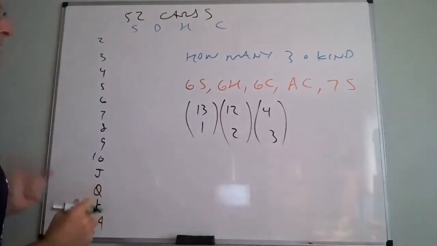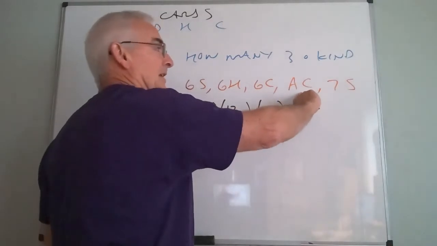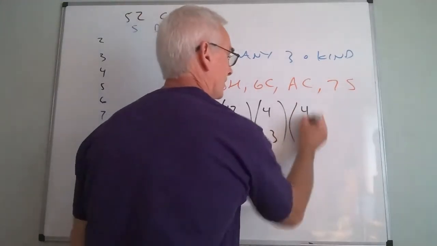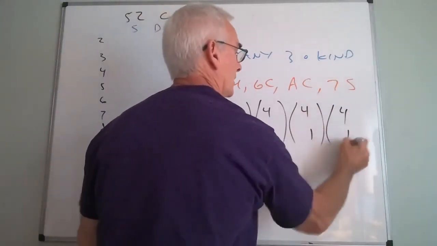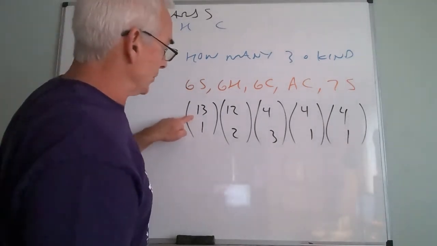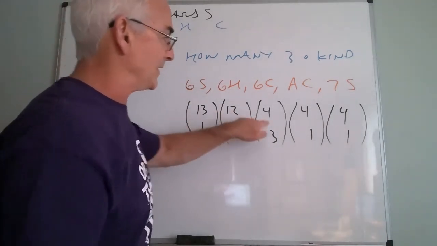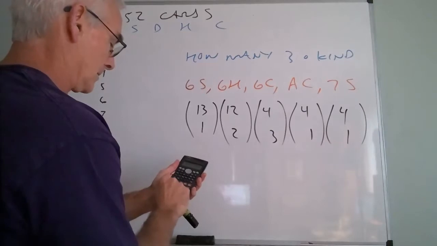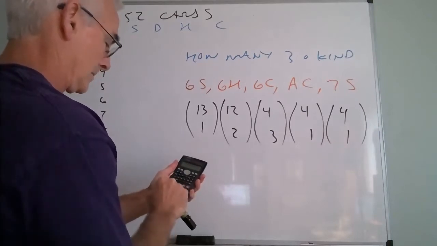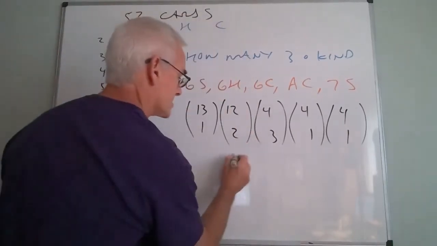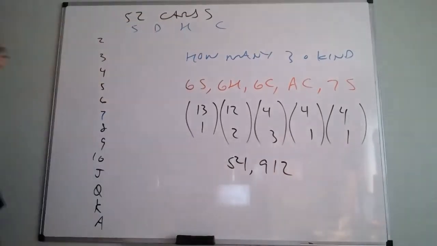Now, my 2 remaining numbers, one of them was an ace, but it could have been an ace of hearts. It could have been an ace of diamonds. I need to pick the suit. And I need to pick the suit. So if I said how many 3 of a kinds are there in a deck of cards, there's exactly this many. This is the number of ways I can choose my first number, the number of ways I can choose my remaining 2 numbers, and these are the suits. So when I do this calculation, there's 54,912 ways I can have a 3 of a kind.